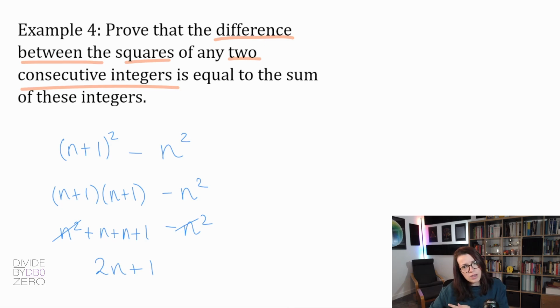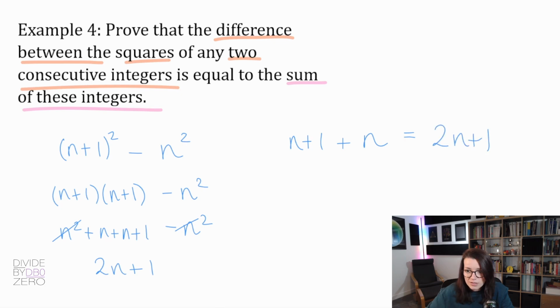Now let's have a look at the other part of the statement, which is saying that we want to show it's equal to the sum of the integers. n plus 1 plus n, the sum of those two integers. Again, if you tidy that up, it's just 2n plus 1. So now you've shown that they are equal.